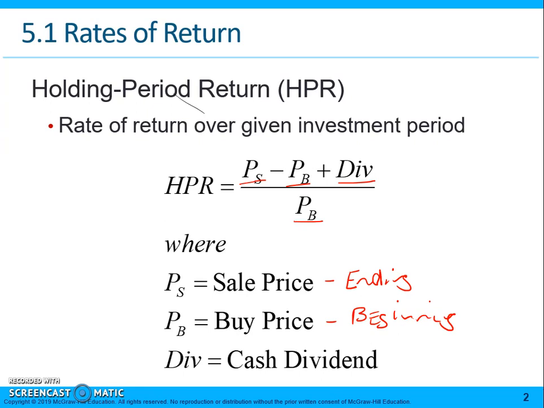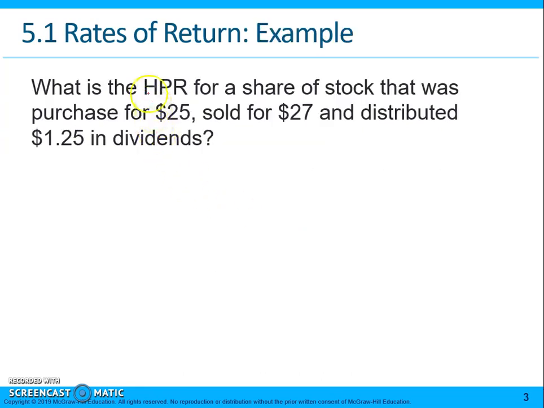Next page, we have an example. What is the holding period return for a share of stock that was purchased for $25, sold for $27, and you received $1.25 in dividends? So this 27 could be just the price at the end of the year, 25 could be the price at the beginning of the year, and the $1.25 could be the dividend or the coupon payment that you received during the year.